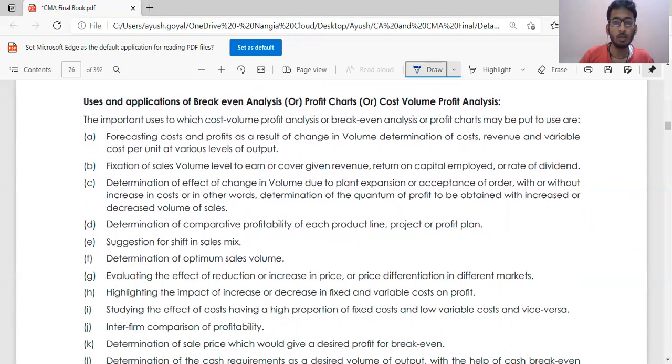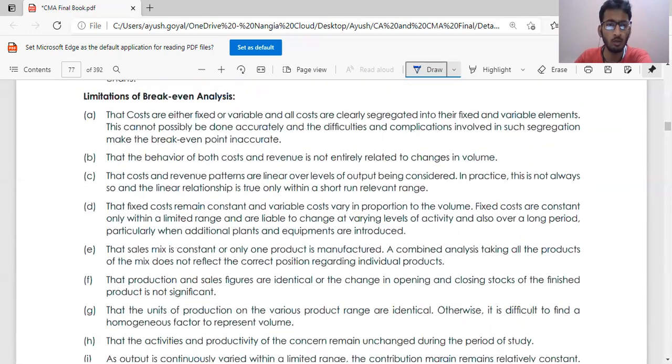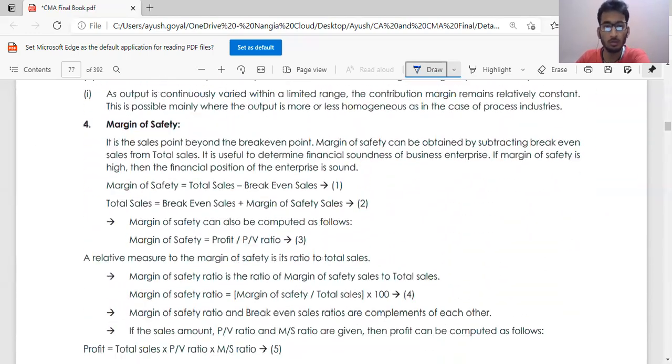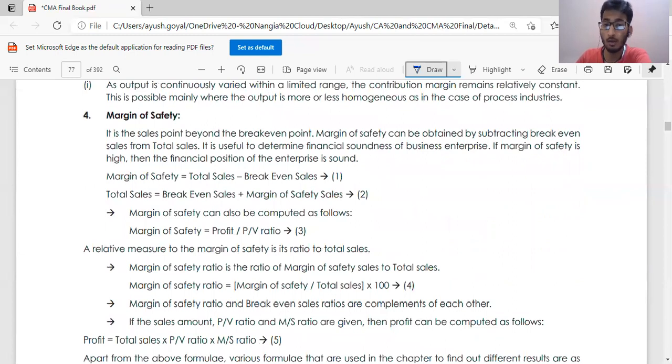Uses and application of break-even analysis, profit chart, and CVP. You can simply read it. I don't think that would be important. Limitation of break-even, just read it once. Margin of safety, I have already told you guys, margin of safety is the point above the break-even point. Now, the formula of margin of safety is given here.